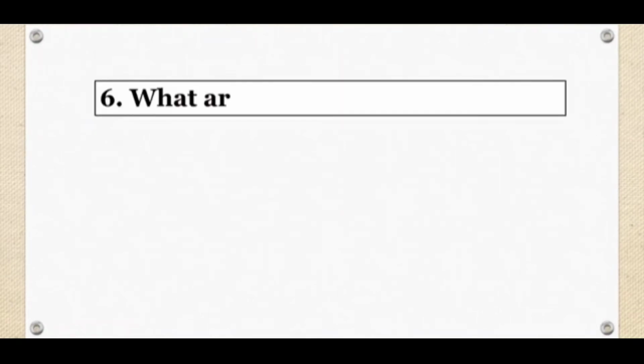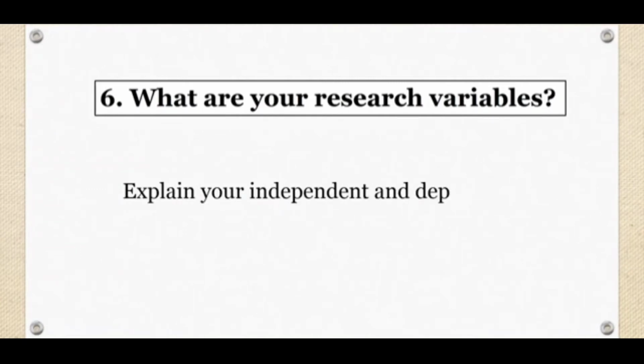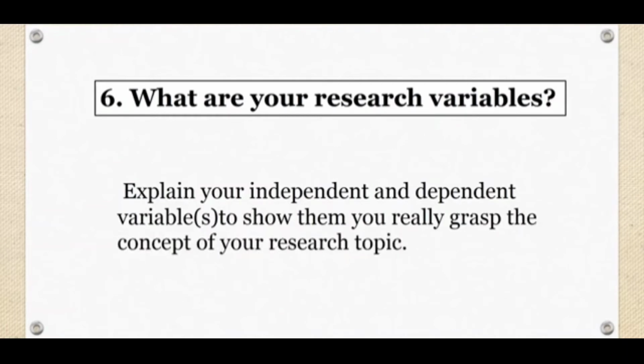The question number 5 is: what are your research variables? You need to memorize and work very carefully on your research variables. The possible answer can be to explain your independent and dependent variables, that is, the independent and dependent variables included in your research topic.